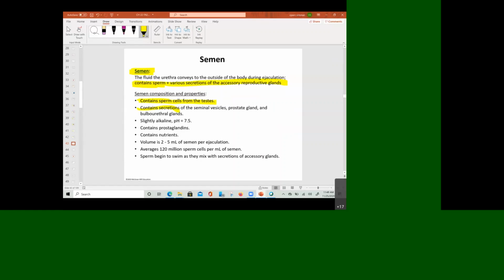Semen is slightly alkaline with a 7.5 pH. It also has nutrients and prostaglandins. Okay.